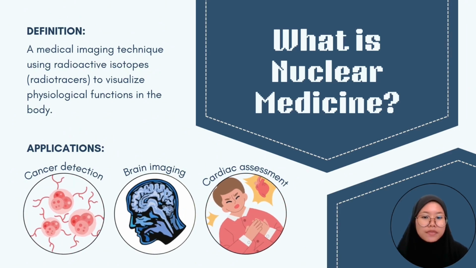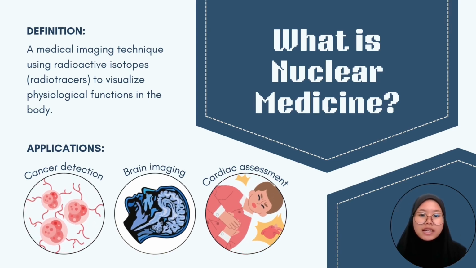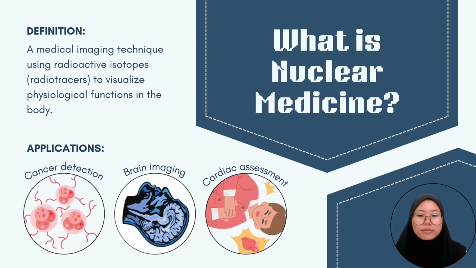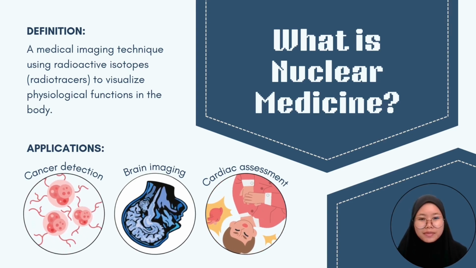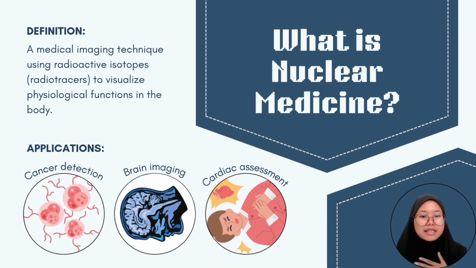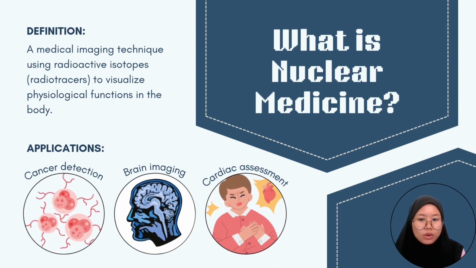Second, in the field of neurology, nuclear imaging can help with brain scans to detect conditions like Alzheimer's disease or monitor epileptic activity. And last but not least, in cardiology, nuclear scans are used to assess heart damage, such as identifying areas with reduced blood flow or blocked arteries.